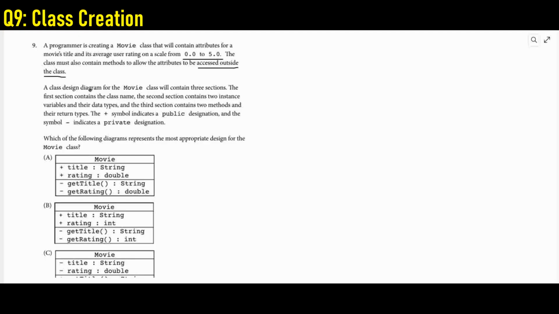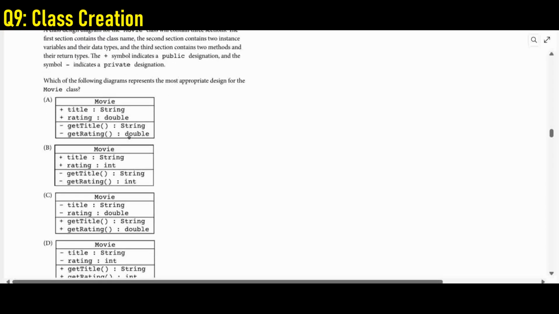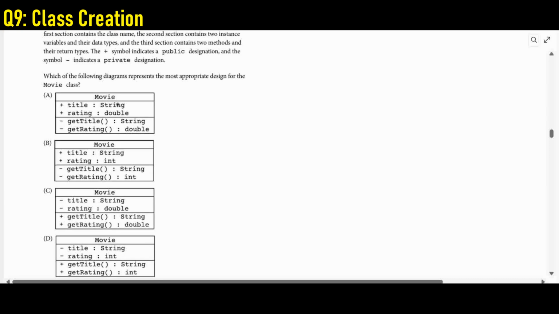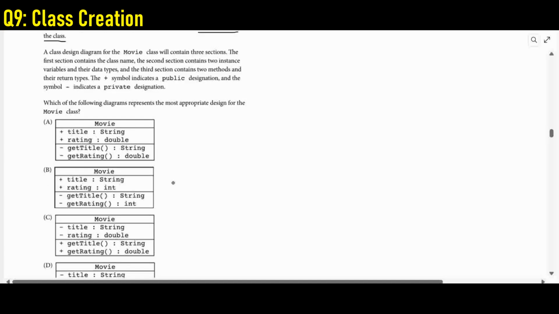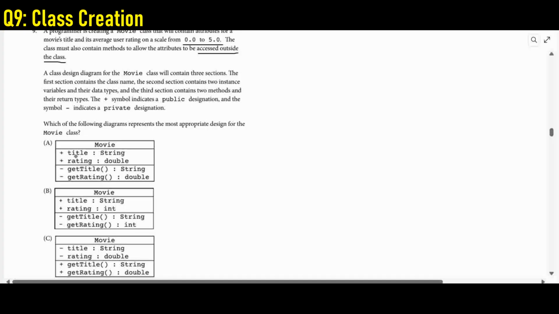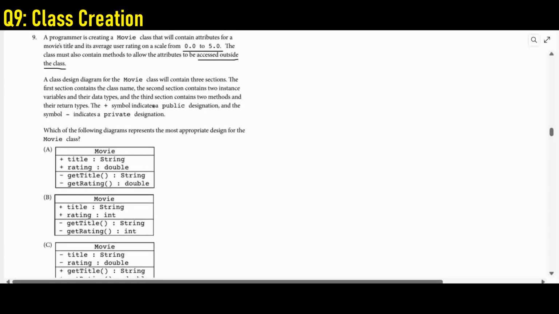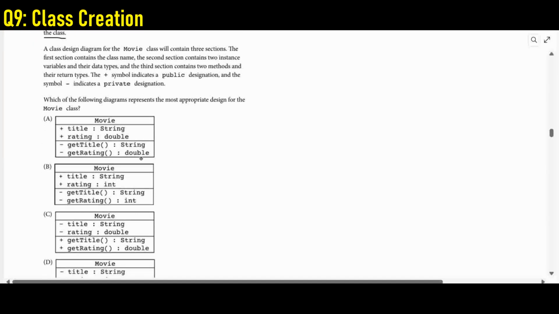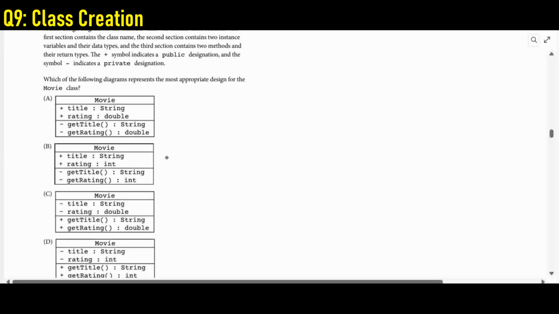And so a class design diagram for the movie class will contain 3 sections. The first contains a class name. And so as you can see, all these choices have movie as a class name, which is good. The second section contains 2 instance variables and their data types. So that will be this box here, or this row, with title and rating. And then the third section contains 2 methods and their return types, which will be the get title and get rating. The plus sign indicates a public designation, and the minus sign indicates a private designation. So which of these diagrams matches the most based off of this description?